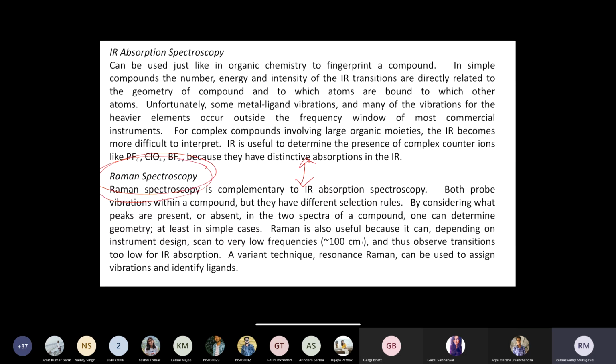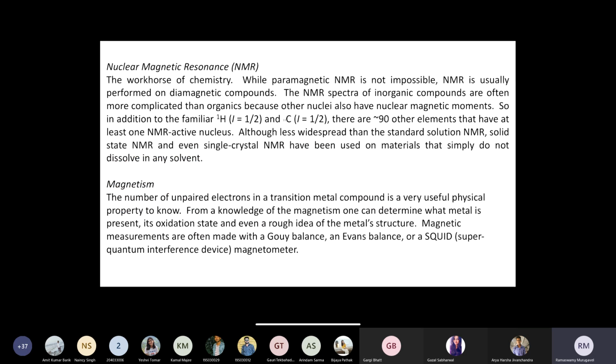Then much of the time we are going to spend will be on NMR spectroscopy. This is the workhorse of chemistry. Chemistry is like BC and AD. Before NMR and after NMR, I think before NMR the chemistry was something different, and after NMR was discovered, the chemistry has changed a lot. It's a technique which is normally useful only for diamagnetic compounds. Not that you cannot do paramagnetic NMR. You can do paramagnetic NMR. It's often done in cases where it's necessary.